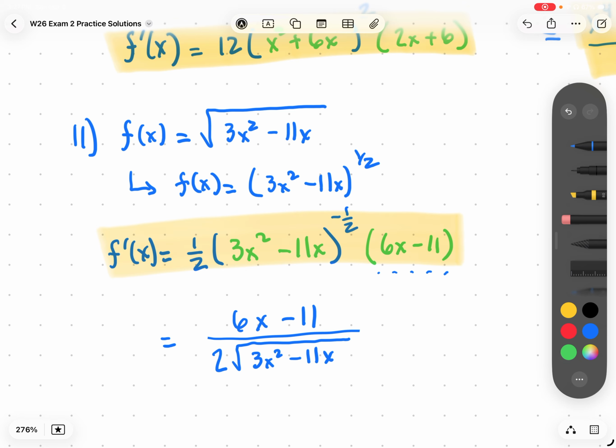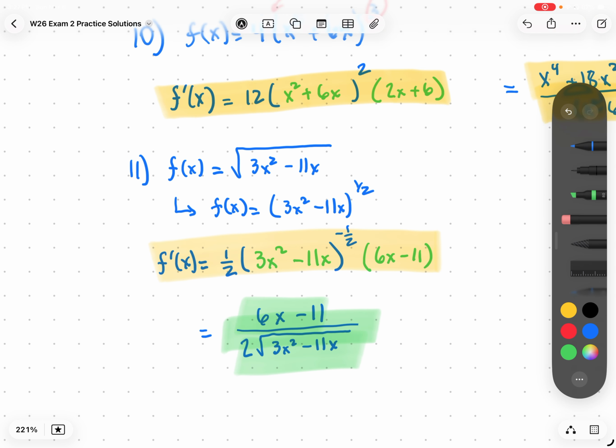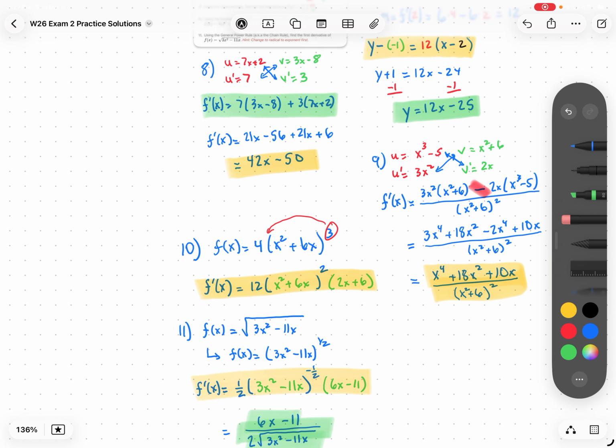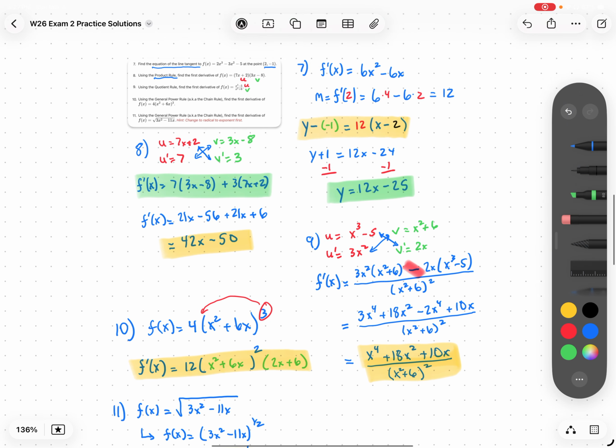Okay, so if you want to get it into radical form, you can use that solution. The one in yellow is perfectly fine. You followed the general power rule, which we also call the chain rule. I'm just going to zoom back out here a little bit and make sure I answered all the questions that I intended to answer. Yes, I was going to do 7 through 11, and we've done that.